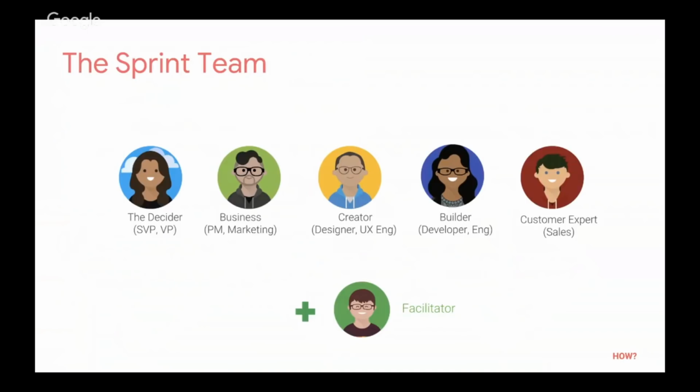Last but not least, which is an optional sprint team member, is the customer expert. This can be someone from sales, someone who knows the ins and outs of the pain points of the product and can have that consumer perspective. And last but not least, you will have a sprint master or a facilitator who will guide you throughout the day.